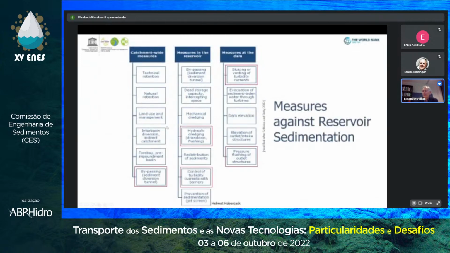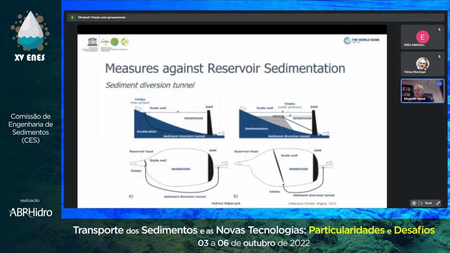Now, in a way, you can put it like this as well. It's more or less a similar thing. We have the catchment-wide measures, the measures in the reservoir, and the measures at the dam. I want just to focus on some of them time-wise, like the bypassing, just to show you some drawing on this. Hydraulic dredging, turbidity control is one option. Sluicing seems to be a promising possibility, or venting of turbidity currents, and also pressure flushing of outlet structures could be one way to go.